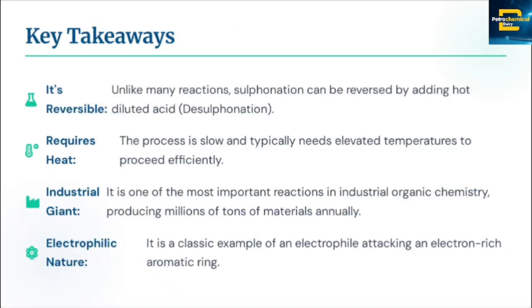So in this video, we have understood the sulfonation of benzene. One thing that we understand in the video is that the reaction is a reversible reaction, which I've said before. Unlike many reactions, sulfonation can be reversed by adding hot diluted acid. The process when the reaction is reversed is called desulfonation. Like I've said before, the reaction requires heat. This process is slow and typically needs elevated temperature to proceed efficiently.